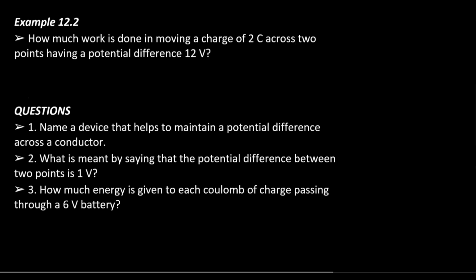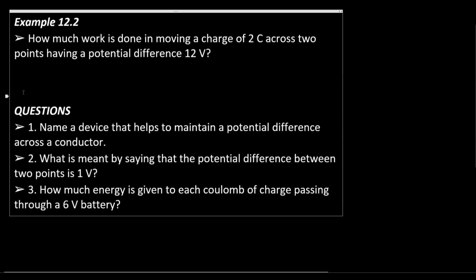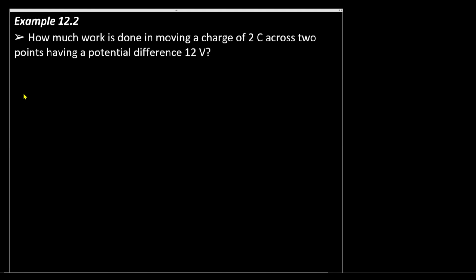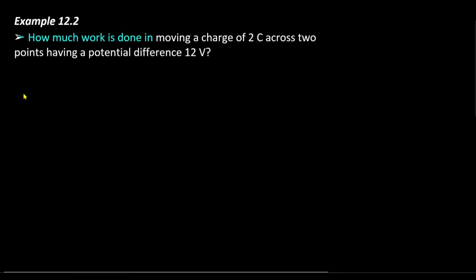In this video, I'm going to do 4 questions from the chapter electricity, and they are taken from the textbook only. Let's begin with the first question here. In the first question, it says, how much work is to be done in moving a charge of 2 coulomb across 2 points having a potential difference of 12 volt?